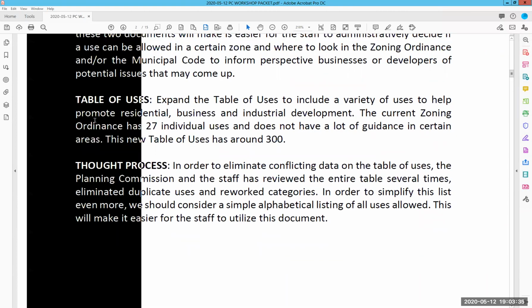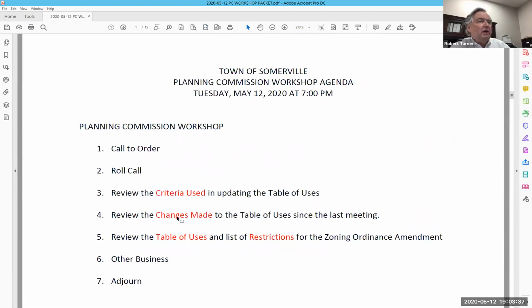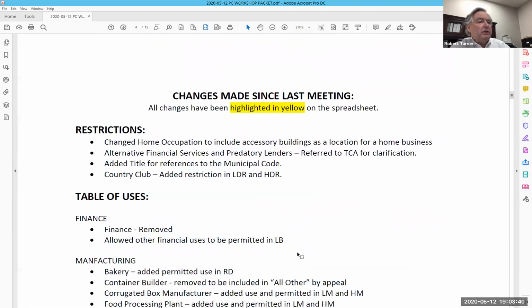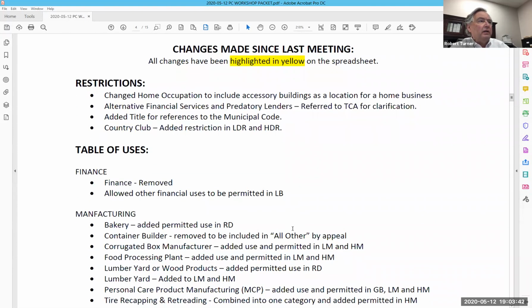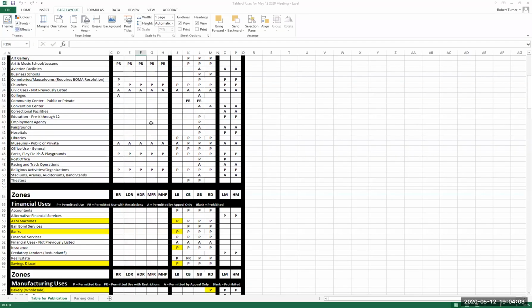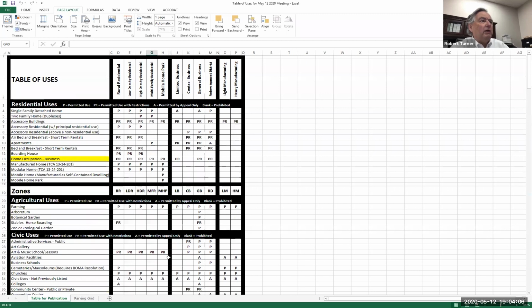So the next thing is the list of the changes that I made to the zoning ordinance and the table of uses since then. So everywhere there is a yellow mark, if you can, oh, wait a minute. Did that come up? No, it didn't. I'm going to show you something else here. I got my spreadsheet up here. I'm working on it. Hang on a second. I got to get the right thing here. All right, here it is. So on the spreadsheet itself, everywhere I have a highlighted in yellow space is what I changed.